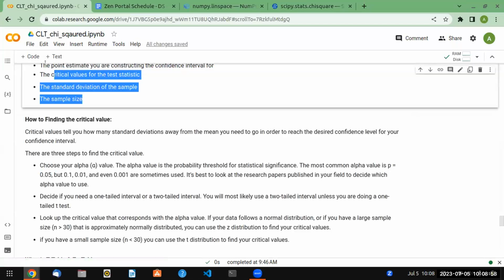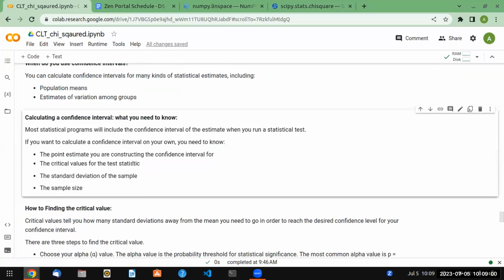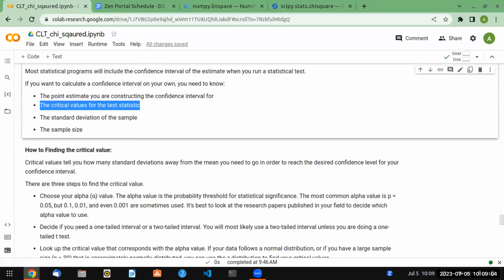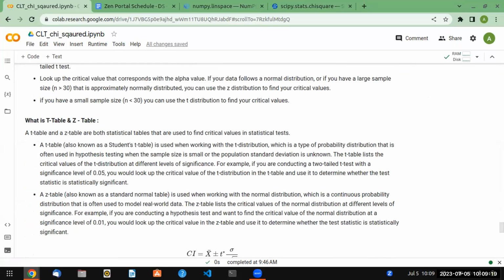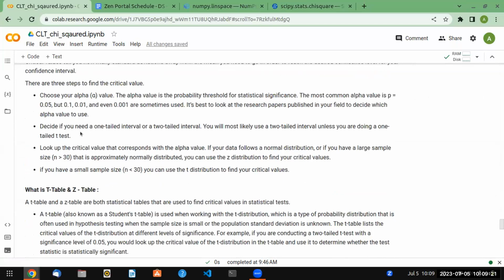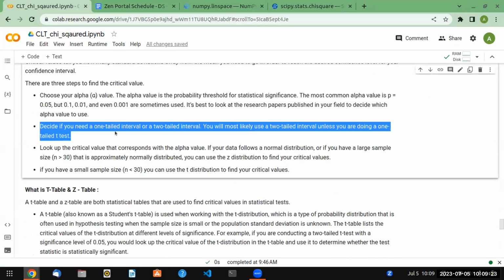So we have 4 steps, right? 3 steps we already know. The second step we are discussing. When we write 1 line of code in Python, calling the module, these things are getting considered. So what is the next action? Decide if you need a 1-tailed interval or 2-tailed interval. What do we mean by 1-tailed interval?